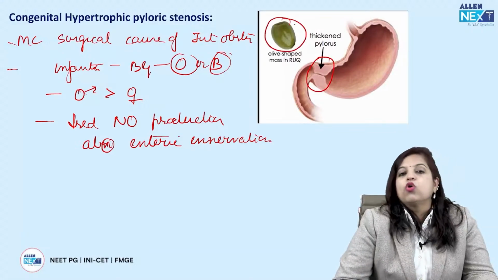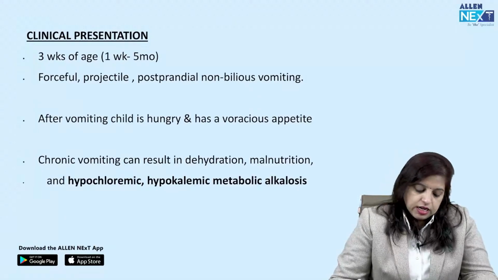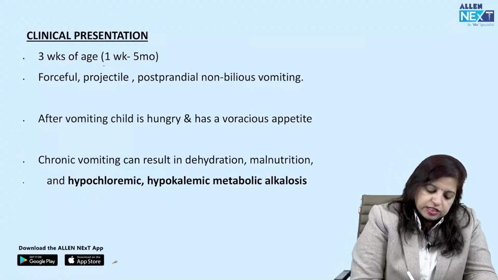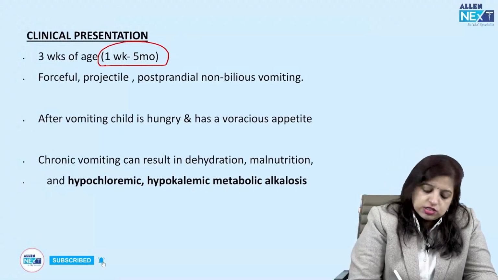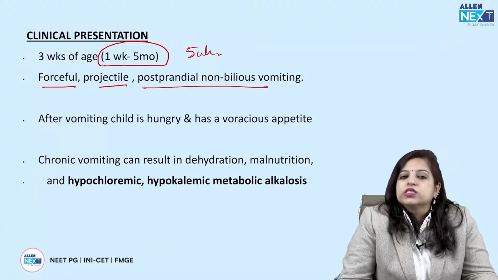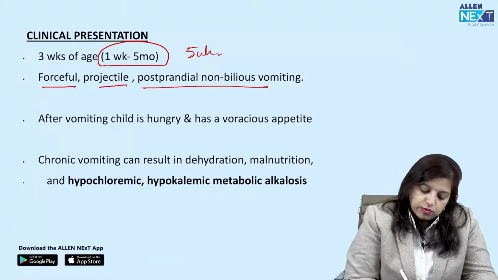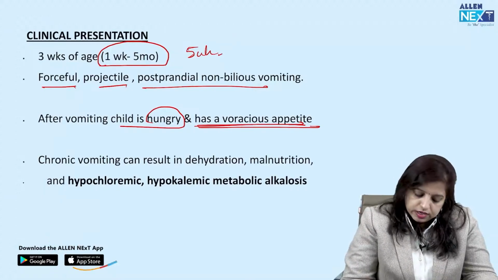It gives rise to an olive-shaped mass, right? And that is visible as peristalsis, right? And usually the presentation occurs anywhere between 1 week to 5 months. The classic clinical presentation is around 5 weeks of age. Forceful projectile postprandial non-bilious vomiting will be seen, and after vomiting the child is hungry, has a voracious appetite. Very important clue for you to make a diagnosis.